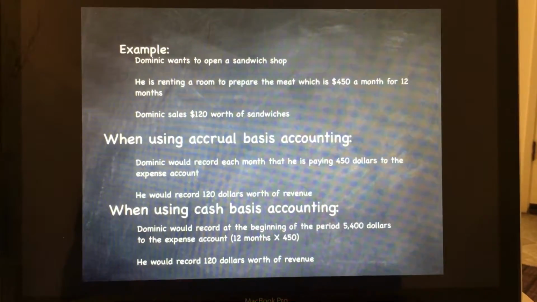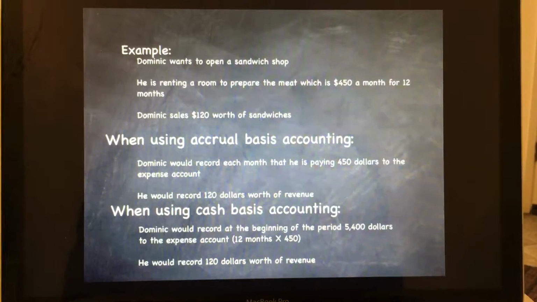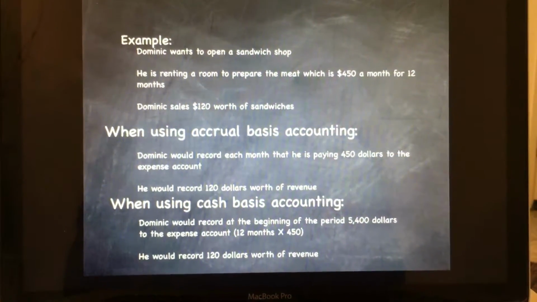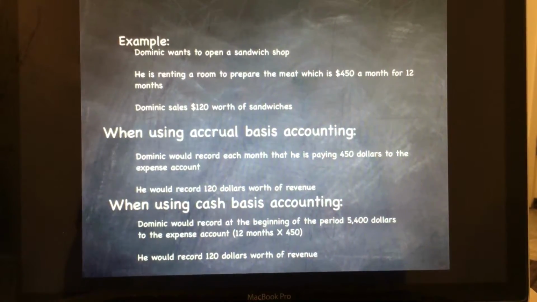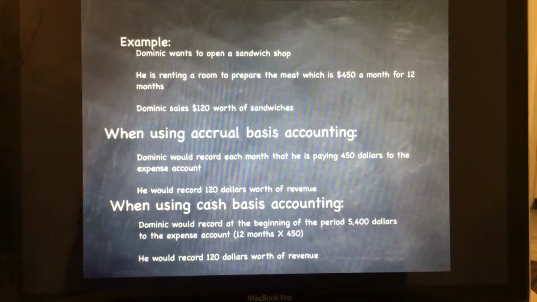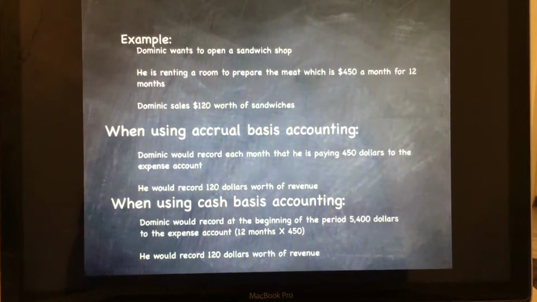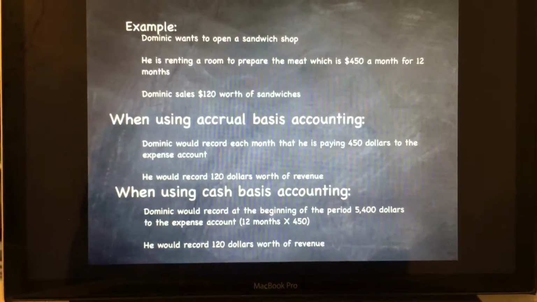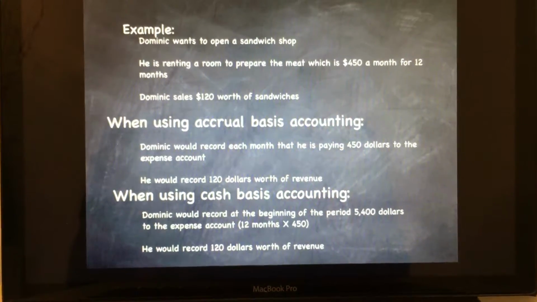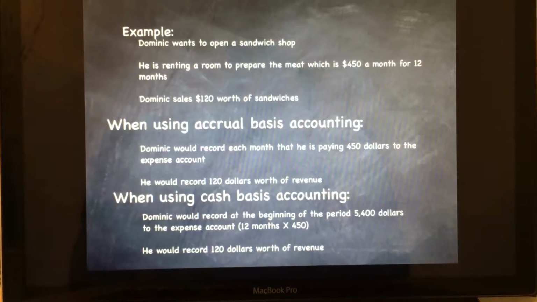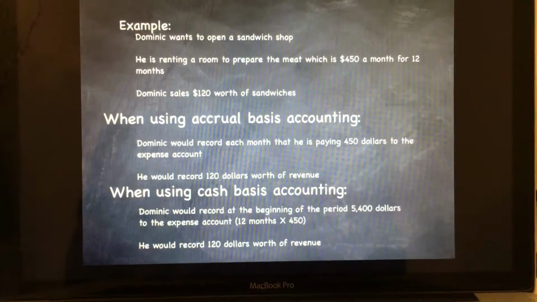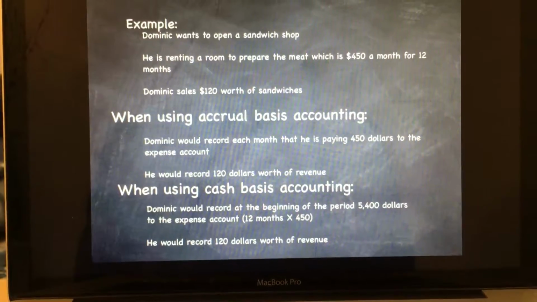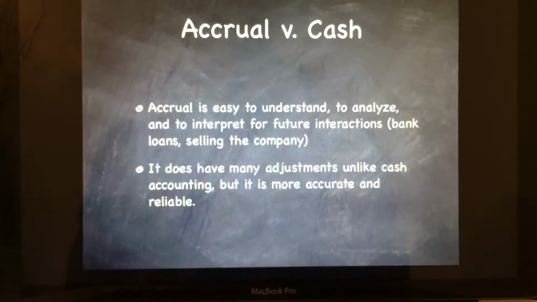When using cash basis accounting, Dominic would record at the beginning of the period $5,400 to the expense account, because he's renting for a year, so 12 months times $450. And he would also record the $120 worth of revenue. So as you can see, at the end of each month, the profit is going to be a little bit different: the 450 minus the 120, compared to the 5,400 minus the 120.